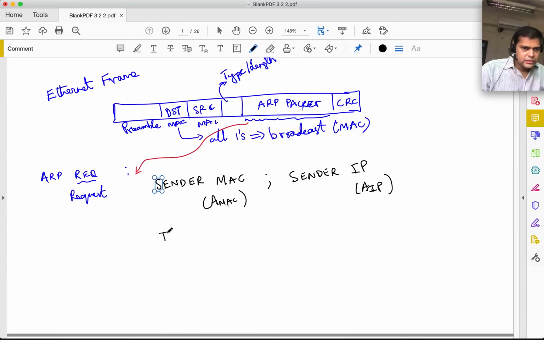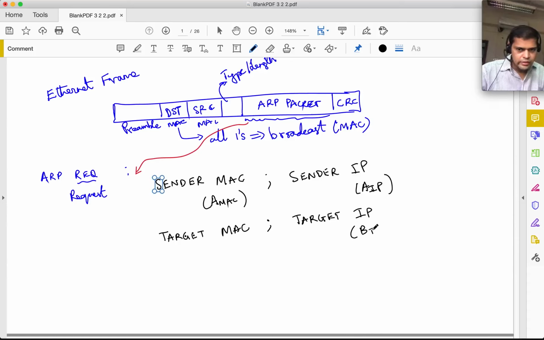and then it has the field called target MAC and target IP. So the target IP it already knows, and the request is going to have all zeros over here. So it sets this field to be all zeros. Okay, so we are talking inside over here. There are these fields inside this ARP packet, and this is what it sends out.